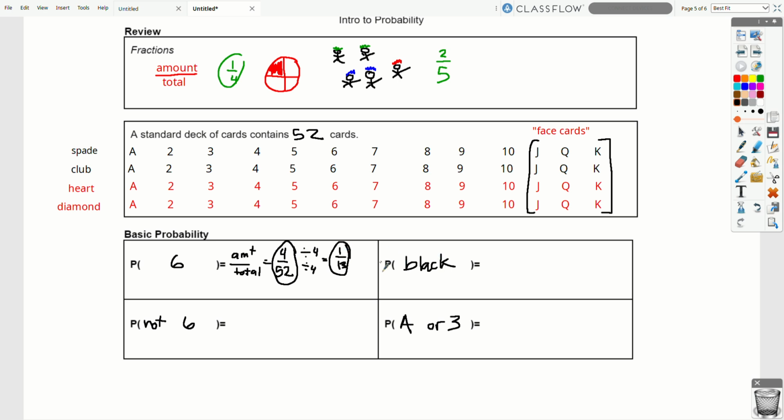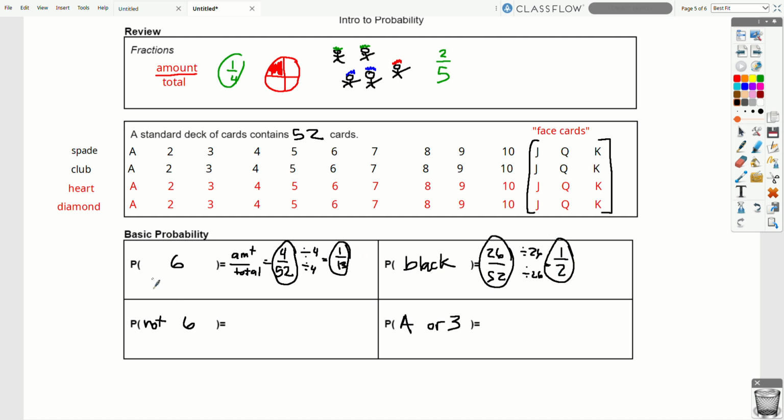And so what's the probability of drawing a black card? Well, let's count how many black cards there are, 26, and there are 52 total. So we can simplify that also, divide the top and bottom by 26, and we get 1 over 2.